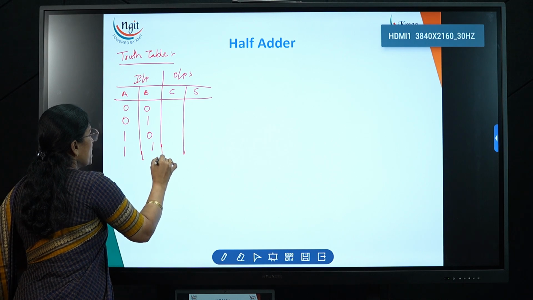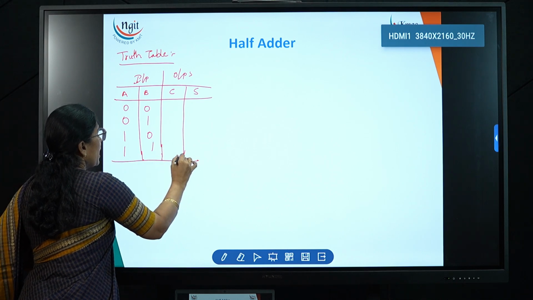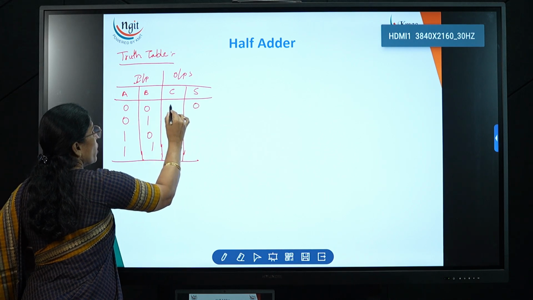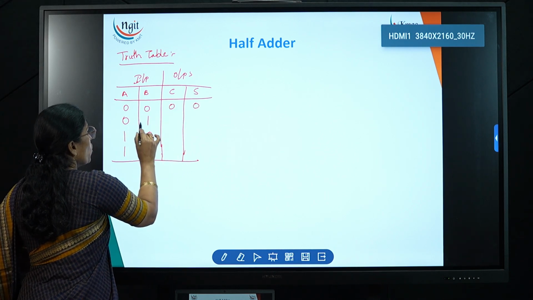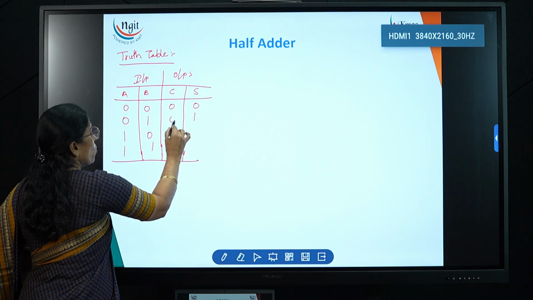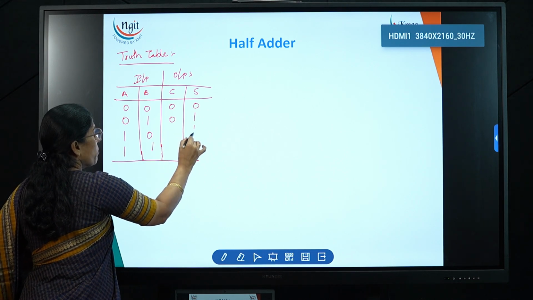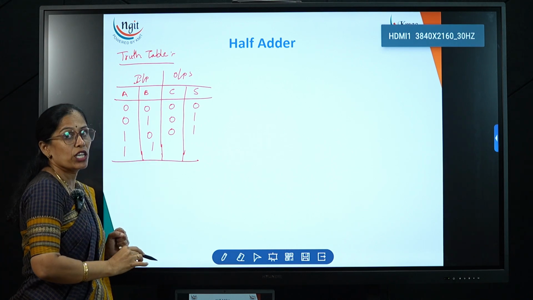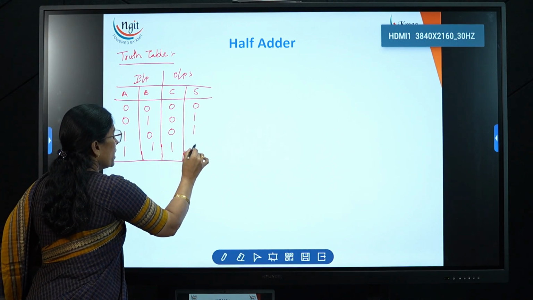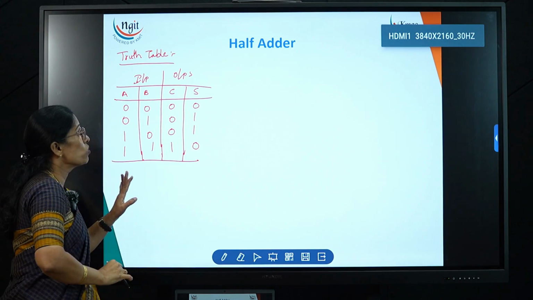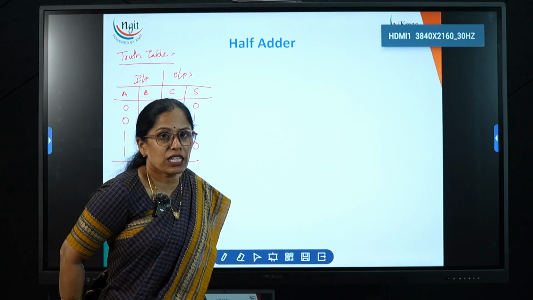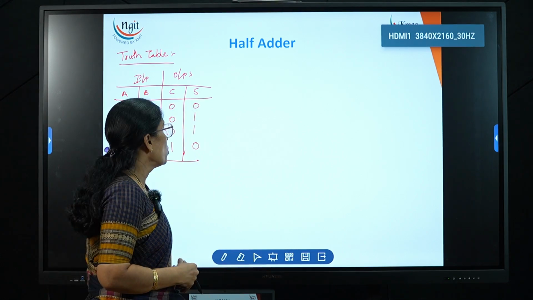Now for these, we need to calculate what the sum and what the carry are. If I take 0 plus 0, then the sum is 0 and no carry is generated. 0 plus 1, sum is 1, no carry. 1 plus 0, sum is 1, no carry. 1 plus 1, we get 10, which means carry is 1 and sum is 0. Now this is the truth table for the half adder. From this we need to construct the logic diagram. So for that, what?